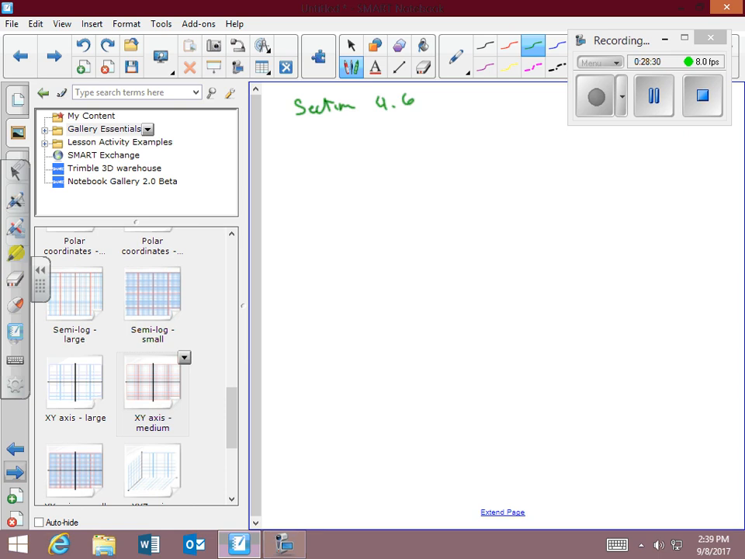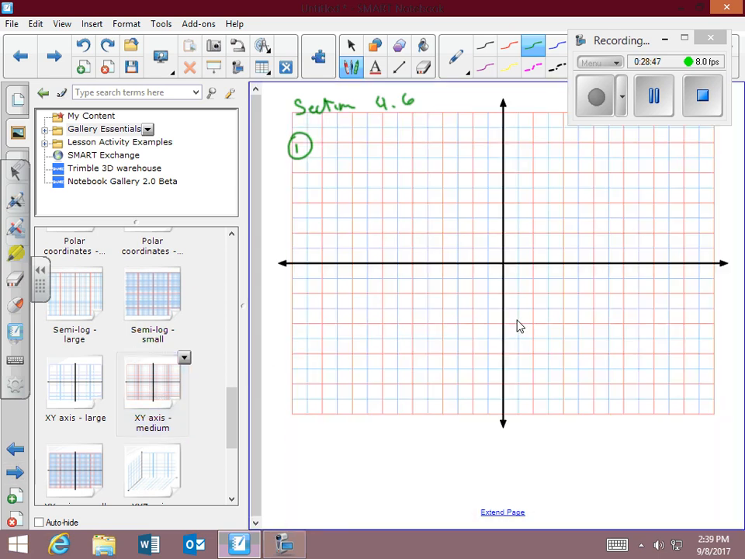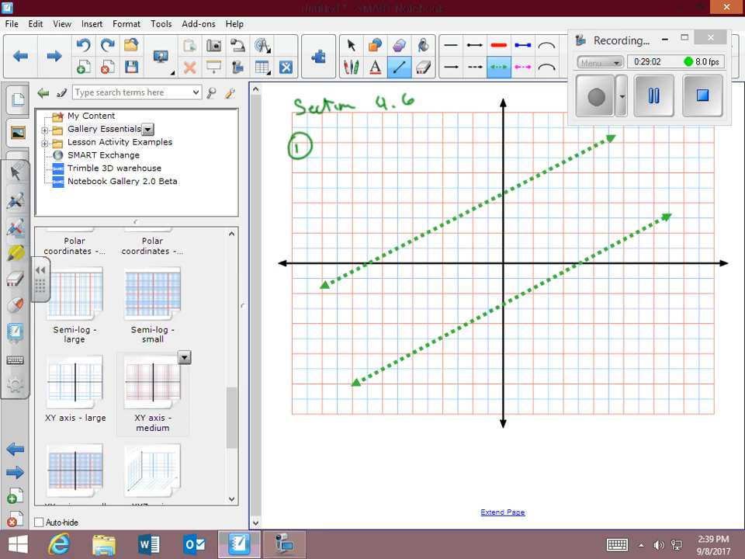Now, if we answer 1 and 2, it's going to help us do this set of problems. Number 1 says, explain how to determine whether the graphs of two lines are parallel. Okay. Did everyone hear what he said? Can you say it a little louder? Same slope. So those would be parallel lines, right?